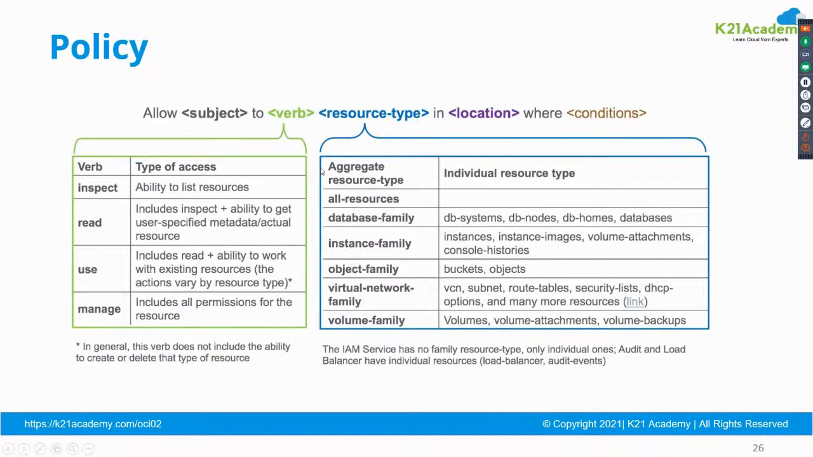Oracle has got the aggregated resource type, like a bundle kind of thing. If I want to give access at the network level, I don't have to go to each and every component and give it. I will say that, okay, network administrator, go with the virtual network family, which includes everything: your network, subnets, route tables, security list, all the resources. Volume family, so for my storage administrator, I don't have to give it separately to each resource. This basically has all the bundled resources in it. So this is known as an aggregated resource level policy.